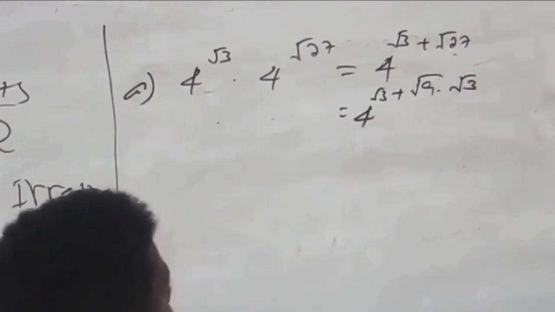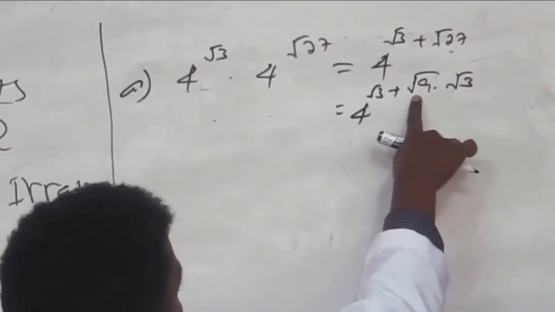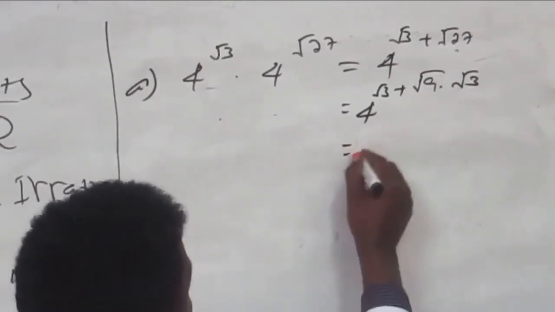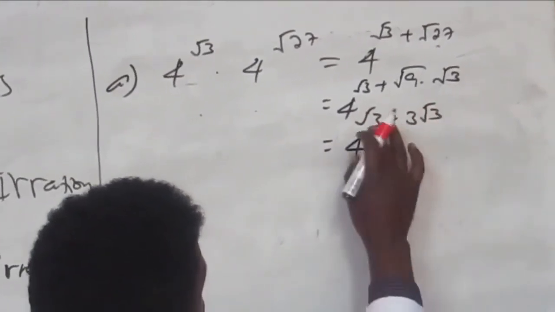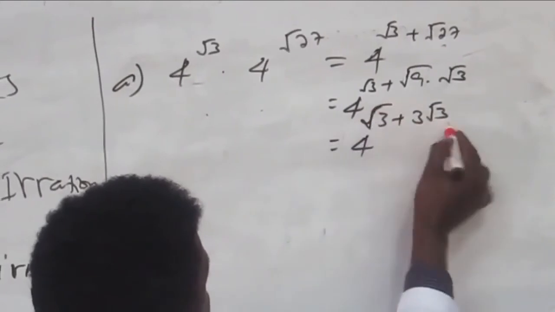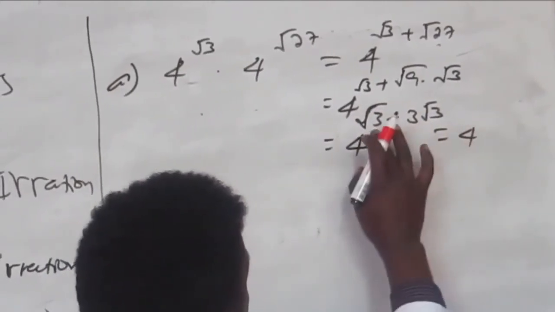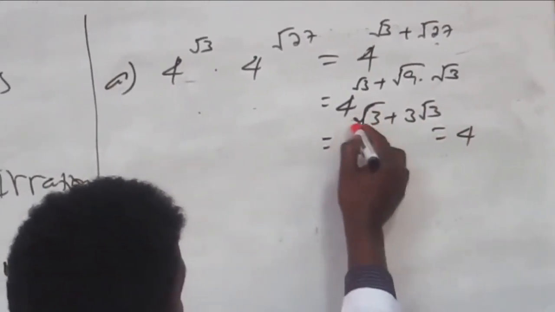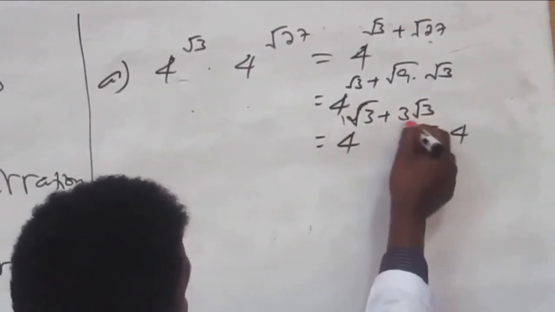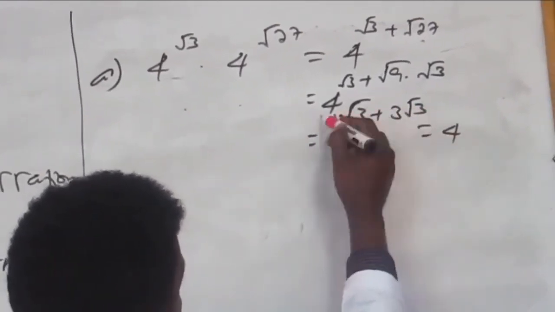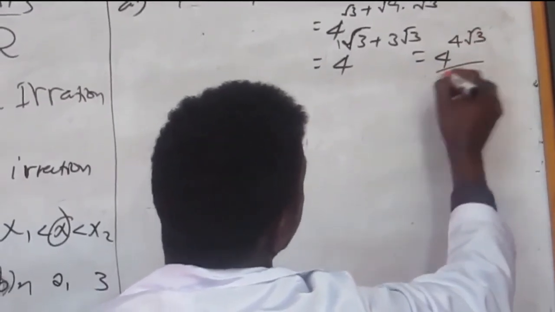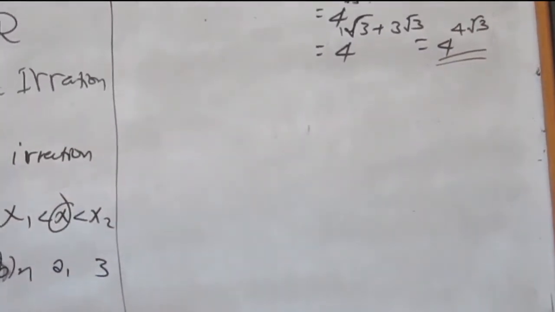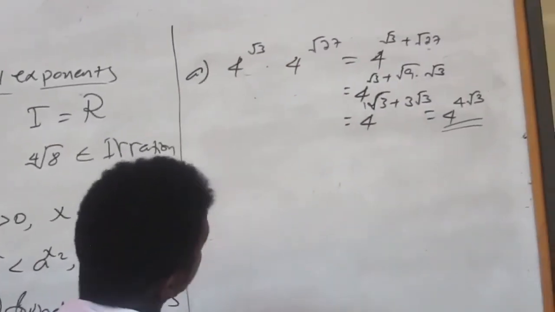So the number 9 can be taken out of the radical, that is 4 to the power of radical 3 plus 3 times radical 3. The coefficient of the first radical 3 is 1, and the coefficient of the second radical is 3. So we can add 1 and 3. That is 4 radical 3. This is the simplified form of 4 to the power of radical 3 times 4 to the power of radical 27.